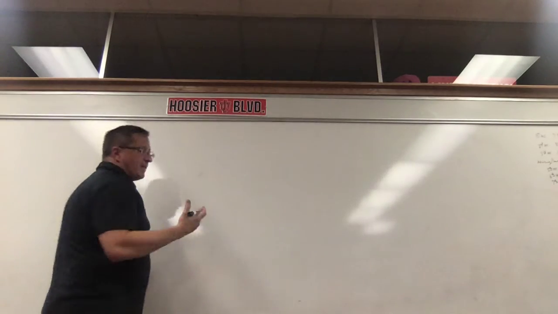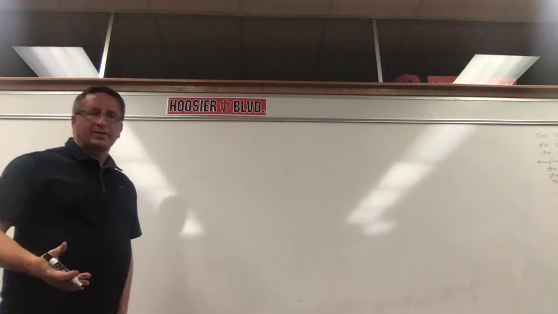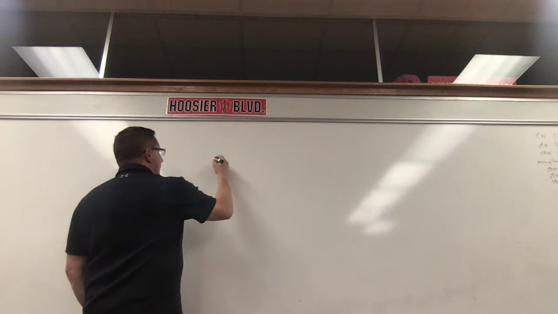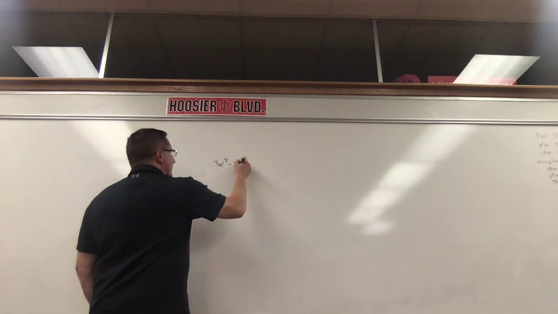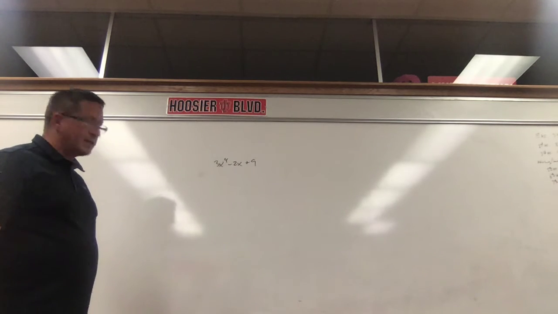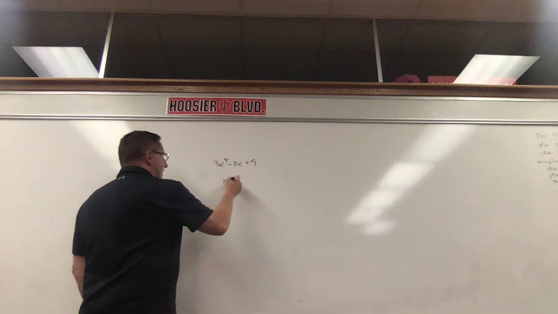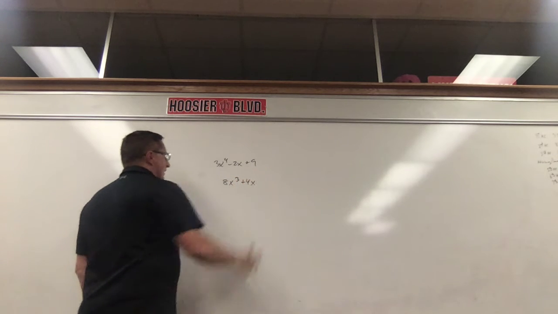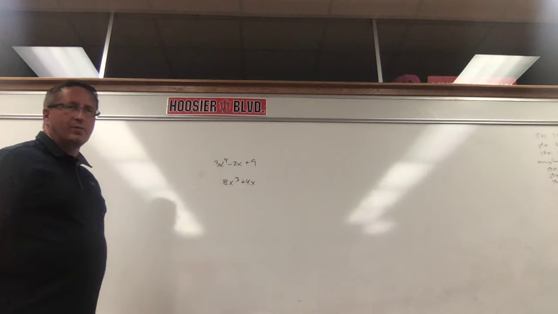A polynomial is just a bunch of terms separated by pluses and minuses, okay? For example, if I gave you 3x to the fourth minus 2x plus 9, that's a polynomial. That's three terms: 3x to the fourth, negative 2x, positive 9. If I gave you 8x cubed plus 4x, that's two terms. That's also a polynomial. Poly means more than one, okay?